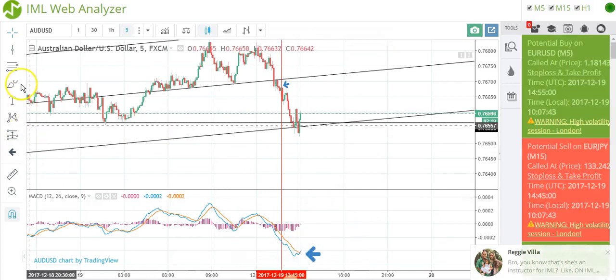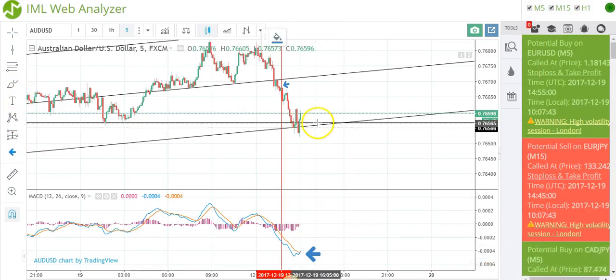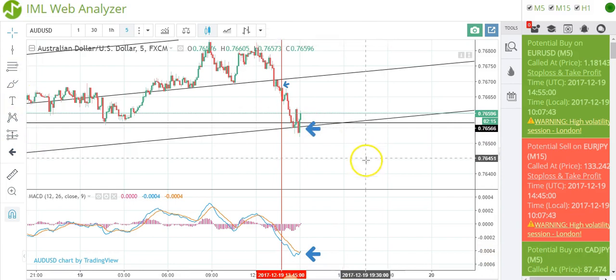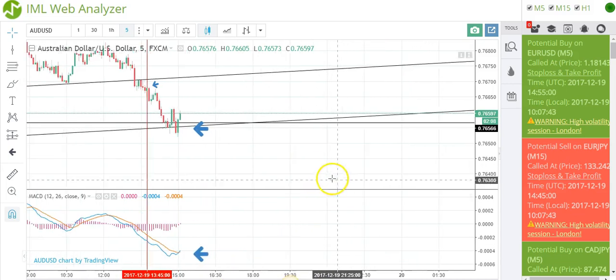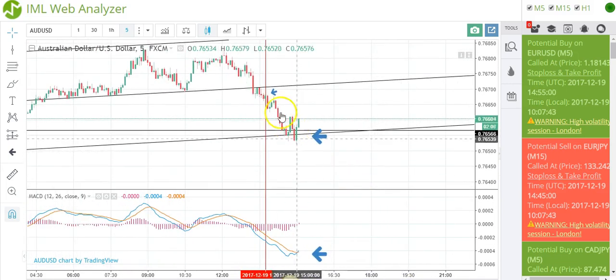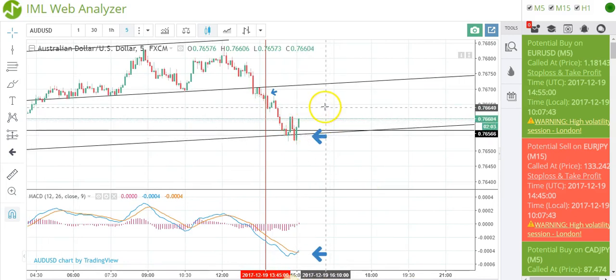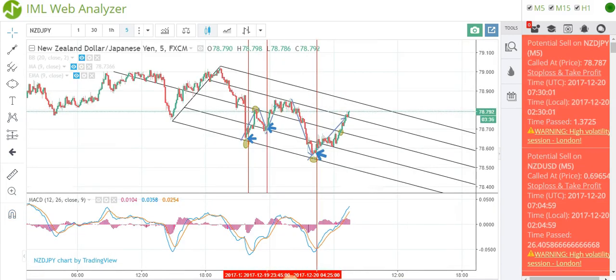Okay, look at that. And then look at here. As Steve Hooley says, cross blue over orange for a buy. And look at it, it hits it right on point. It comes down, hits my bottom parallel, and starts to make its way back up. So that's how you would have entered the AUD USD trade.